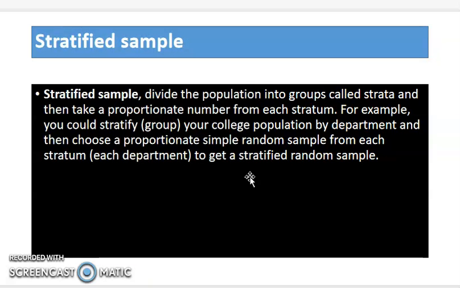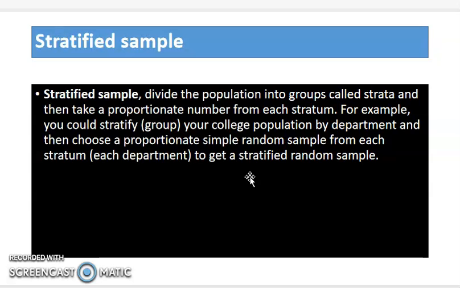And then we will discuss stratified sampling. Strata means groups. Divide the whole population into groups called strata, and then take a proportionate number from each stratum. For example, you could stratify your college population by different departments, and then choose a proportionate number using simple random sampling from each stratum to get a stratified random sample. So strata means the groups. We can divide the whole population into groups and then select one group.